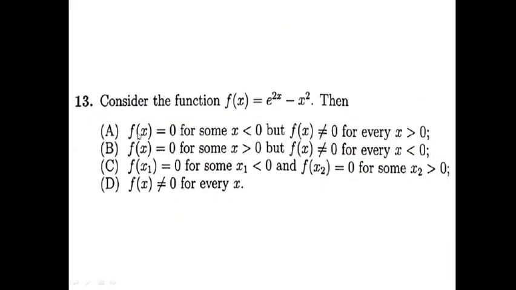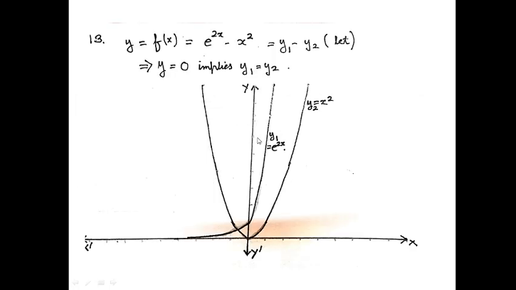Next, consider the function f(x) = e^(2x - x²). Then these are the options. See what will happen. y = f(x) = e^(2x - x²). Now let this e^(2x) be y1 and x² be y2. Now wherever this y1 becomes y2, we get f(x) equal to 0 or y equal to 0.